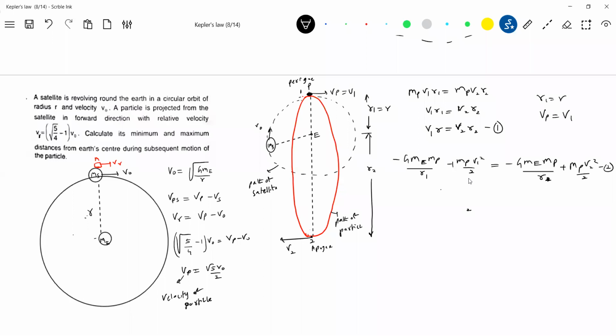So everything will be only R2 in terms of R after solving these two. You do one thing: from equation 1, write V2 in terms of R2. Keep it there. Then GM_E, you should replace with V0 square R, and we have to solve it. Anybody got the value? A quadratic equation will come.